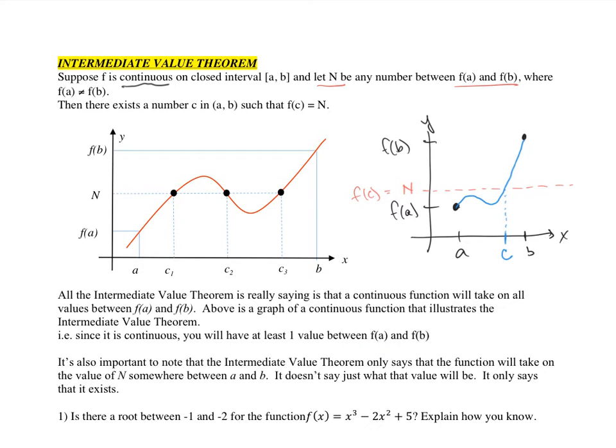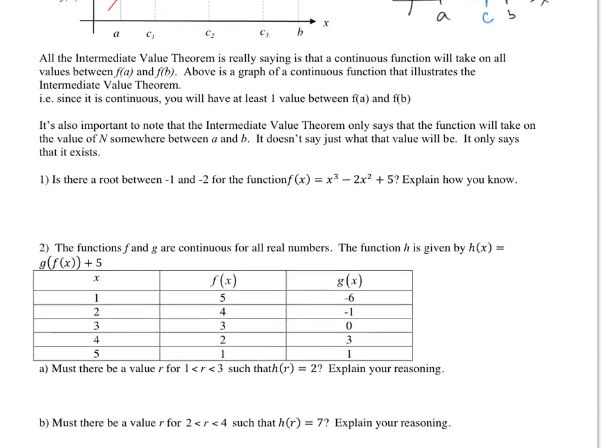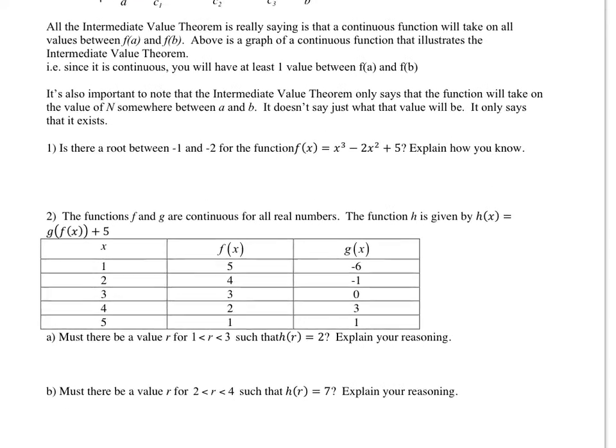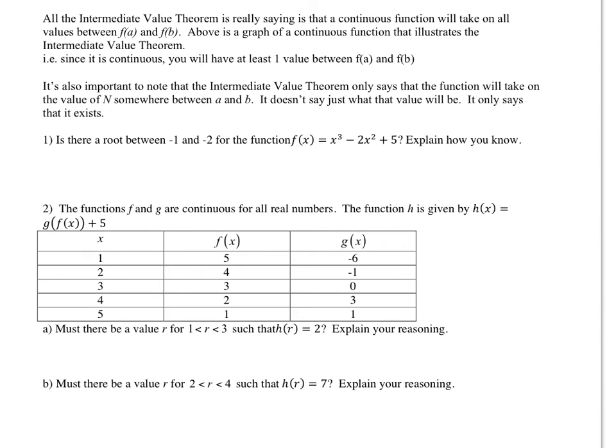It's also important to note that the intermediate value theorem only states that the function will take on some value of n. It doesn't tell us where n is going to be. It just says n has got to be somewhere in between f(a) and f(b) as long as c is between a and b. So how do we do examples on this? How will you see this? Let's look at this first basic example. Let's slide this up and take a look and continue on.